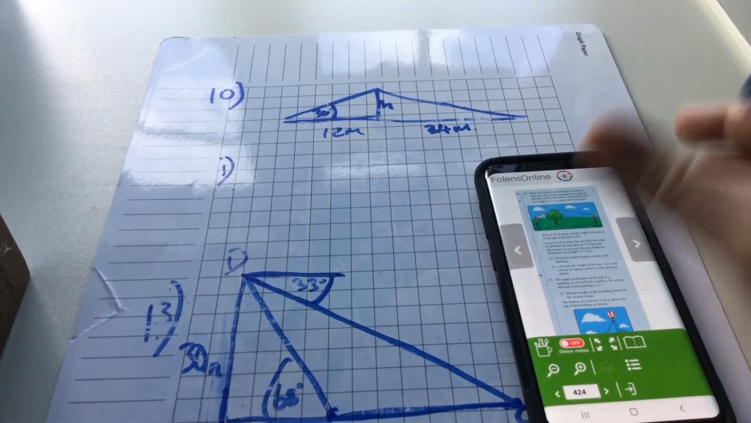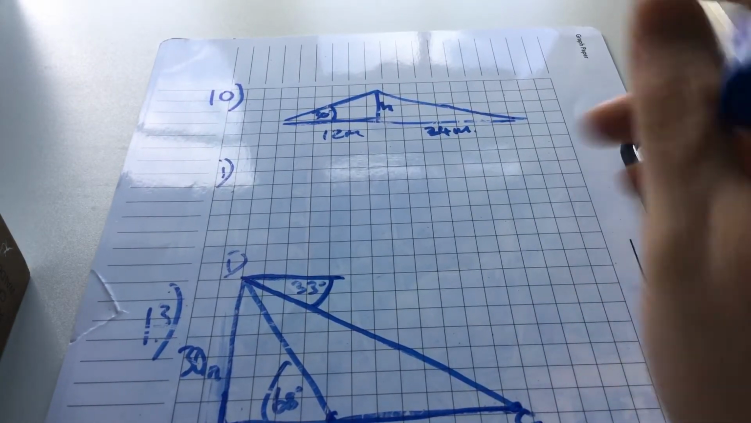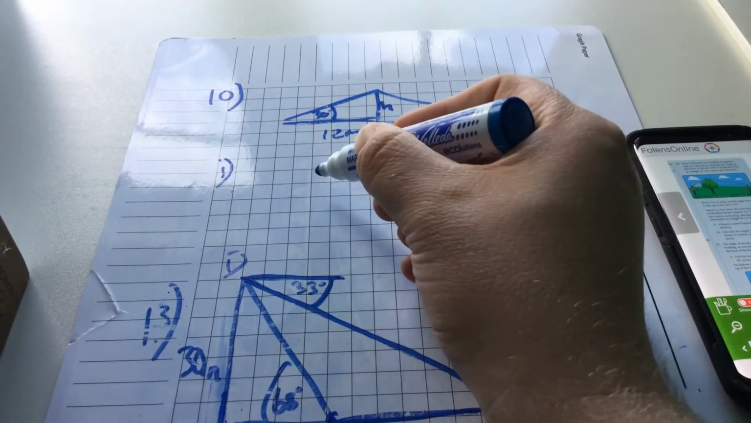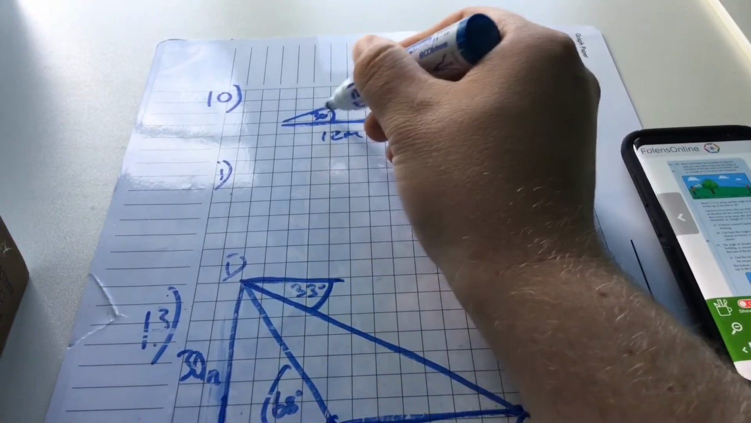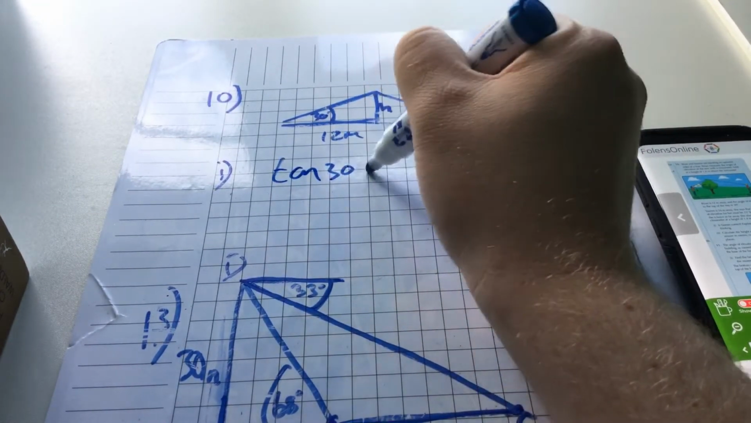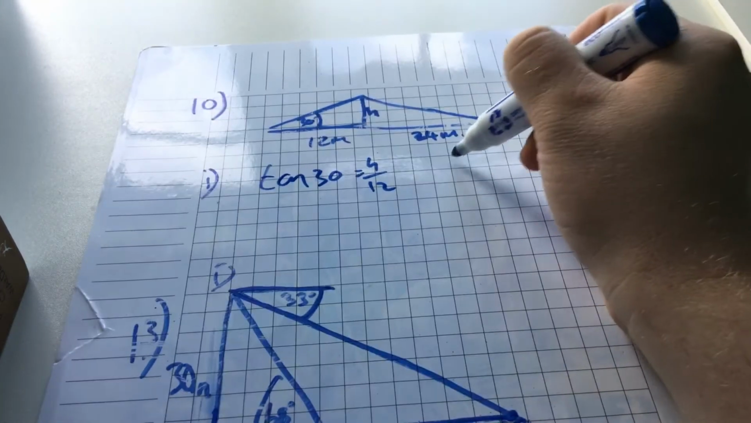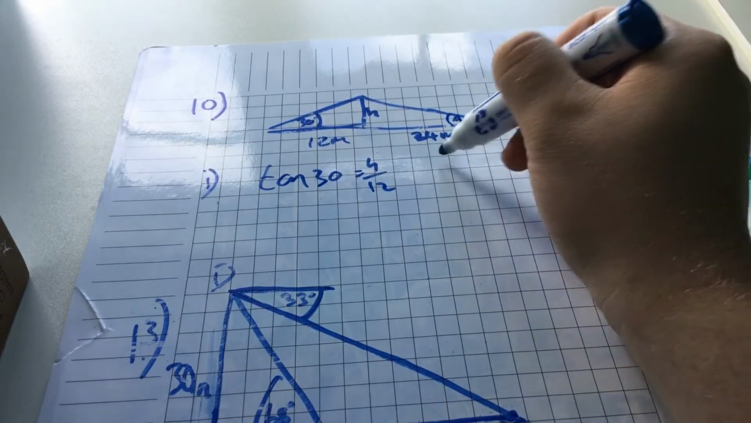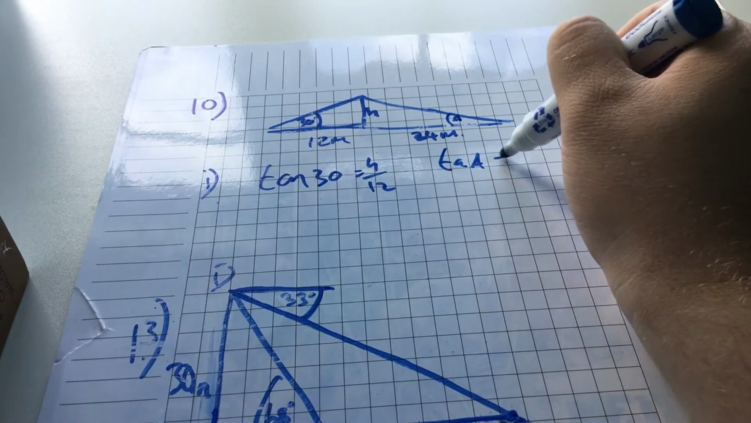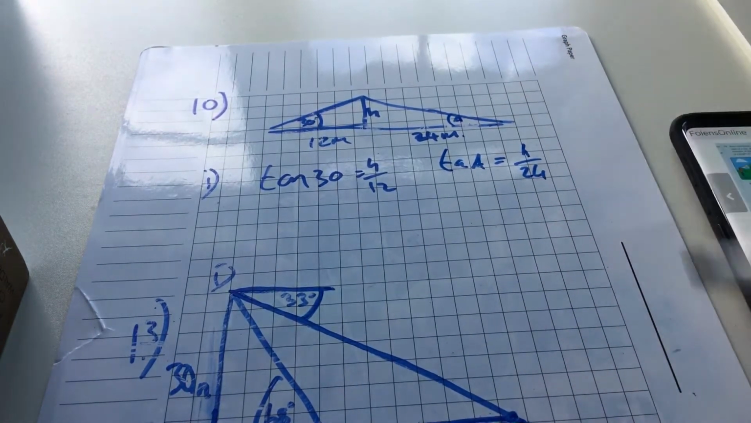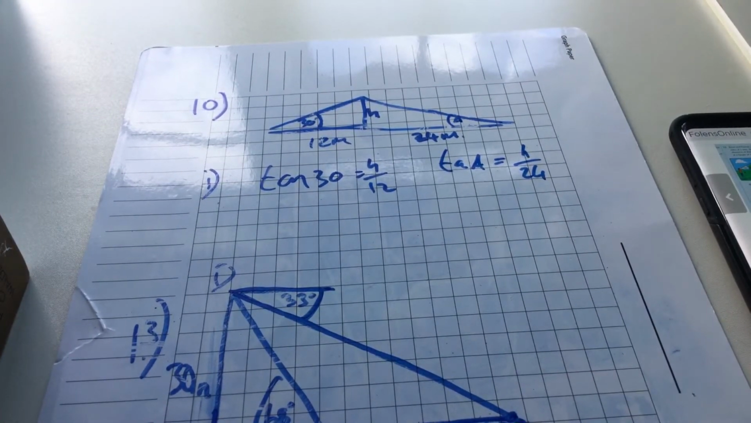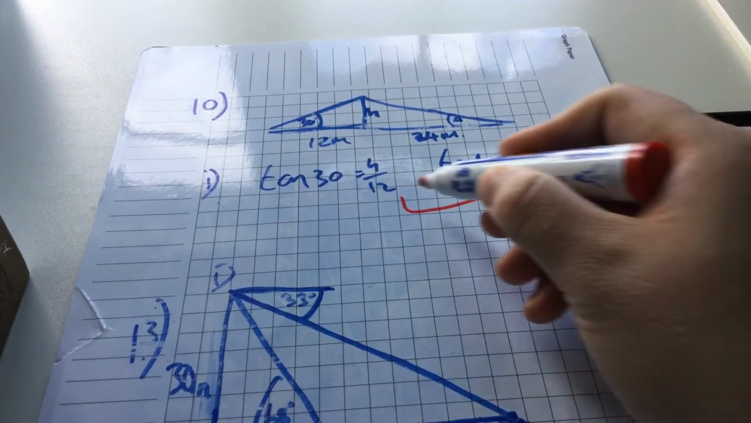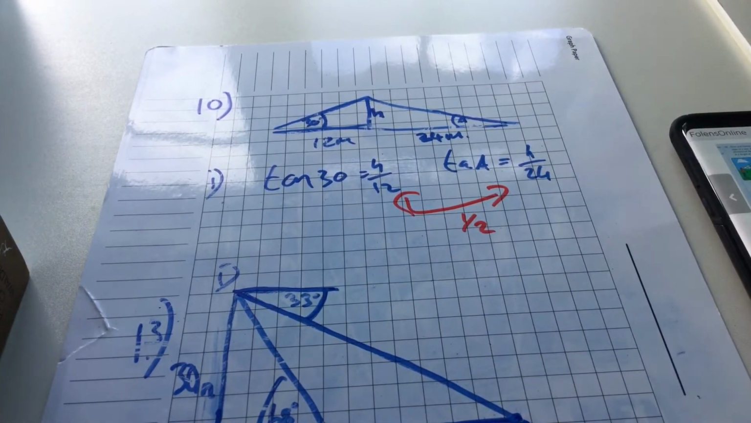Is she correct? Well, no. She's not correct, okay? You could say here, we've got tan 30 is h over 12. Now, I don't know what this angle is here. Let's call it angle A. Tan of angle A is going to be h over 24. So the tan of the angle is a half. But the angle itself will not be a half. Okay? Tan of the angle will be a half.